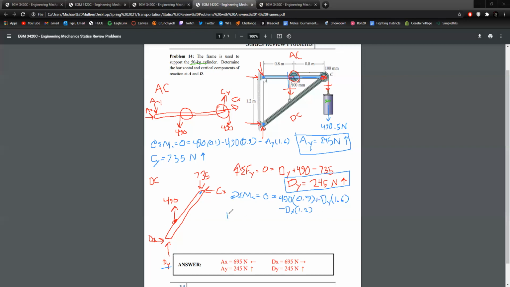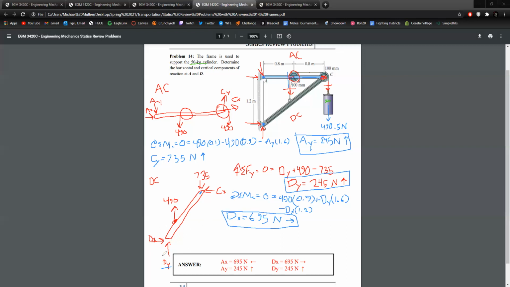You solve that out, and you can get dx is equal to 695 newtons to the right. Since we got a positive answer, our assumed direction to the right is correct. That's 3 down, 1 to go.